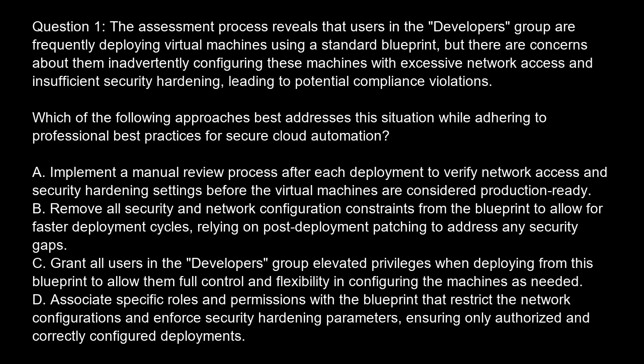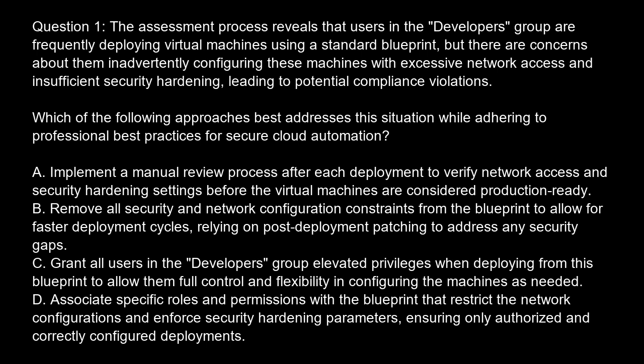Option A. Implement a manual review process after each deployment to verify network access and security hardening settings before the virtual machines are considered production ready. Option B. Remove all security and network configuration constraints from the blueprint to allow for faster deployment cycles, relying on post-deployment patching to address any security gaps.